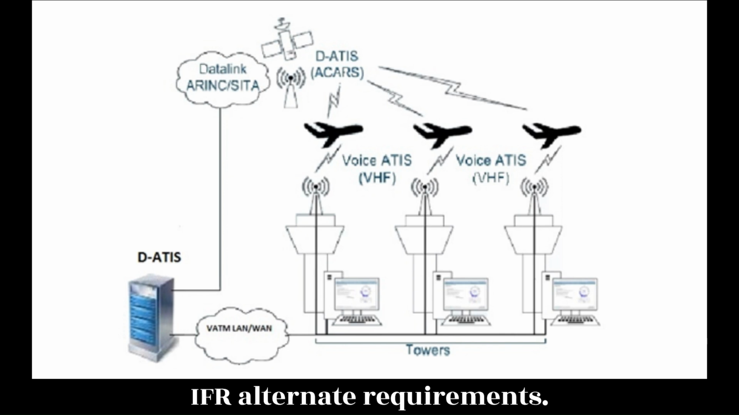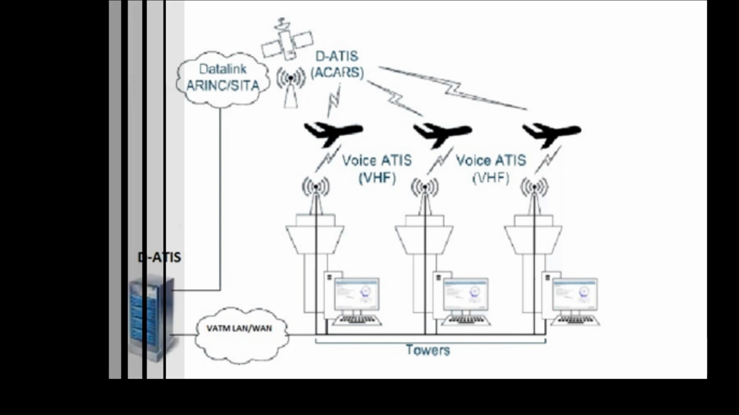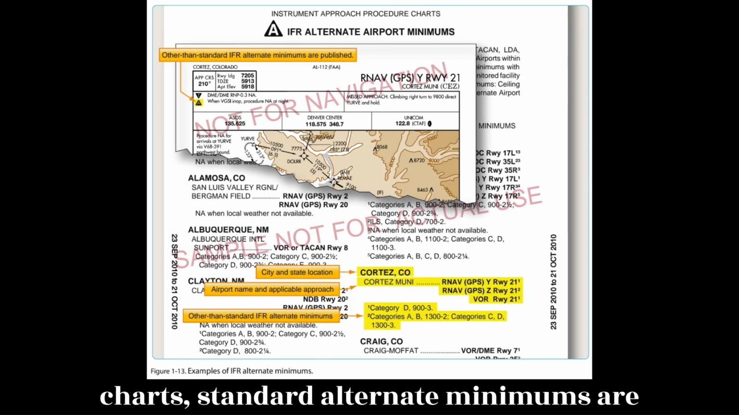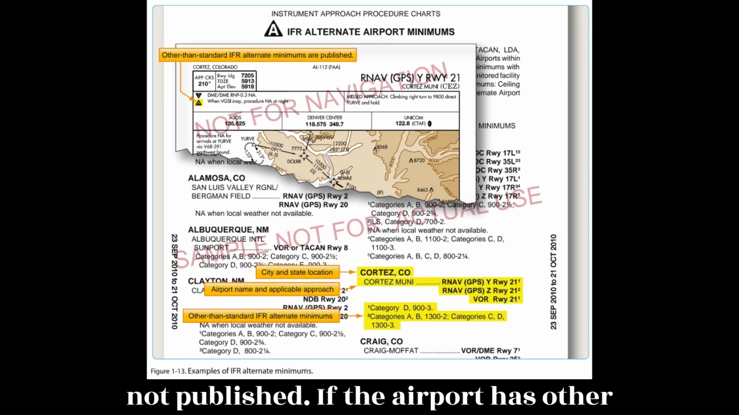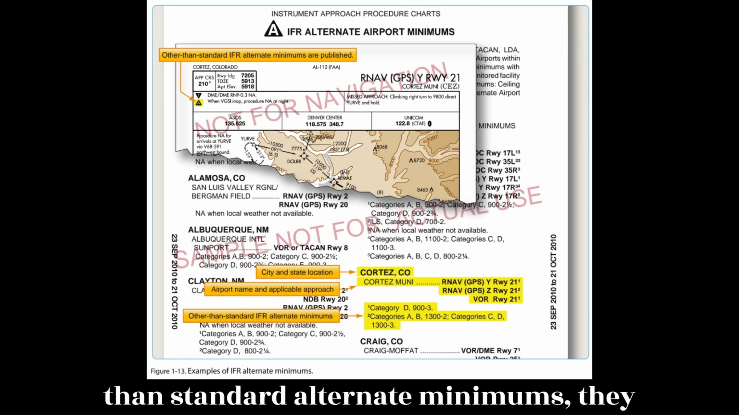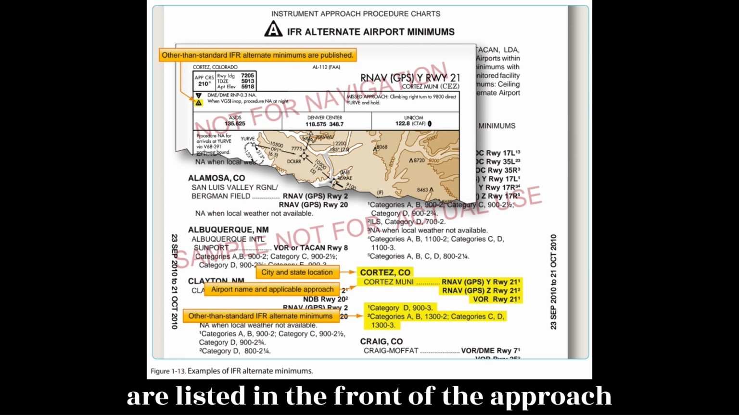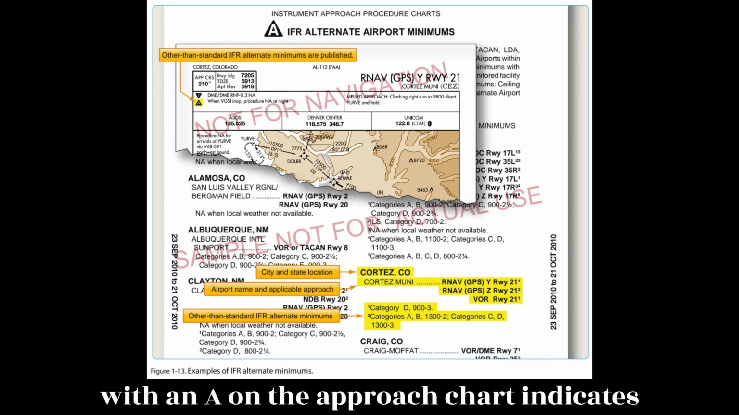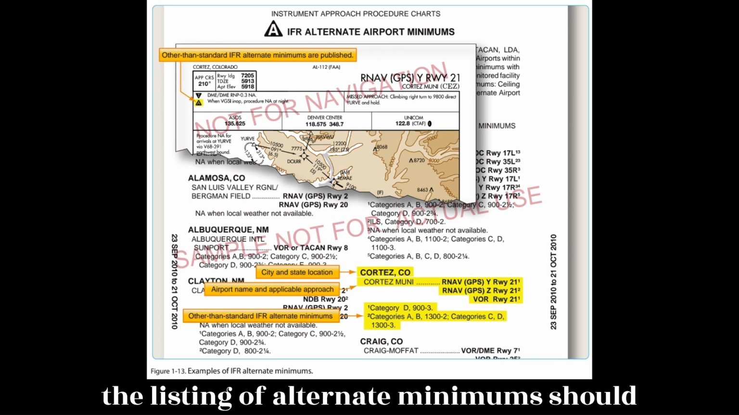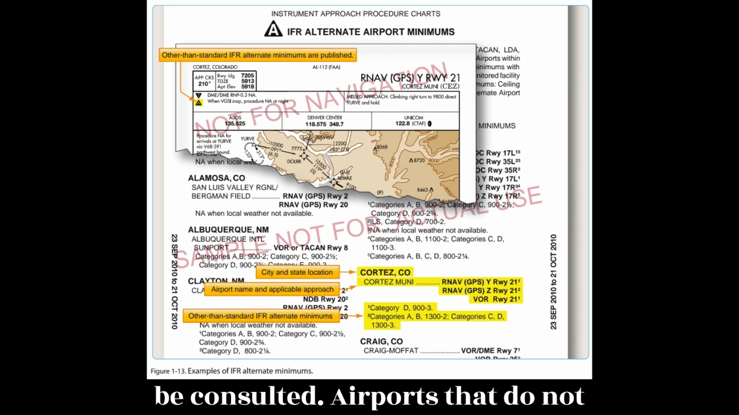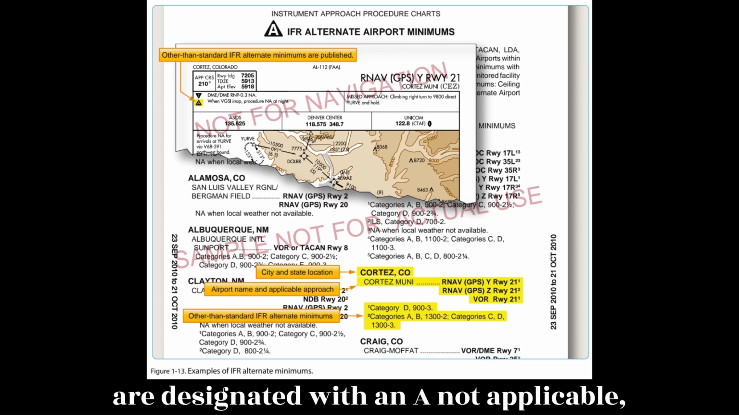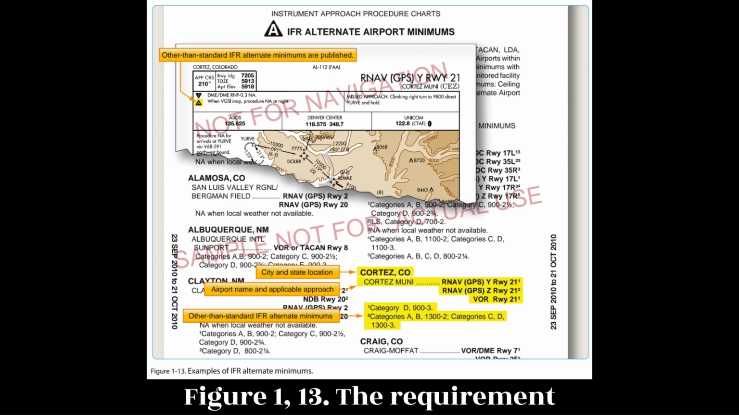IFR Alternate Requirements. On Aeronautical Information Services charts, standard alternate minimums are not published. If the airport has other than standard alternate minimums, they are listed in the front of the approach chart booklet. The presence of a triangle with an A on the approach chart indicates the listing of alternate minimums should be consulted. Airports that do not qualify for use as an alternate airport are designated with an A not applicable, Figure 1-13.